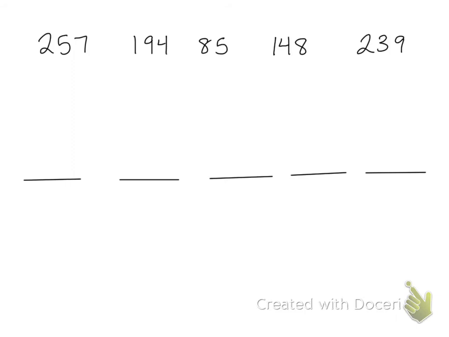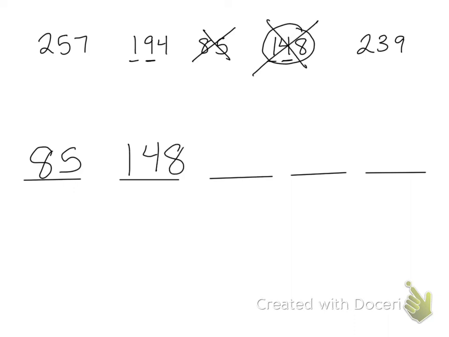Okay, so what number is the smallest number? Well, my smallest number is going to be 85. So I'm going to put that first and cross it off. Now I need the next smallest number. Okay? And to do that, I look to find which number is the next smallest. So hundreds, I have 100, and then I have 90 and 40. So 140 is my next smallest number. So I'm going to write that down and cross it off. Okay, then I'll go 194.